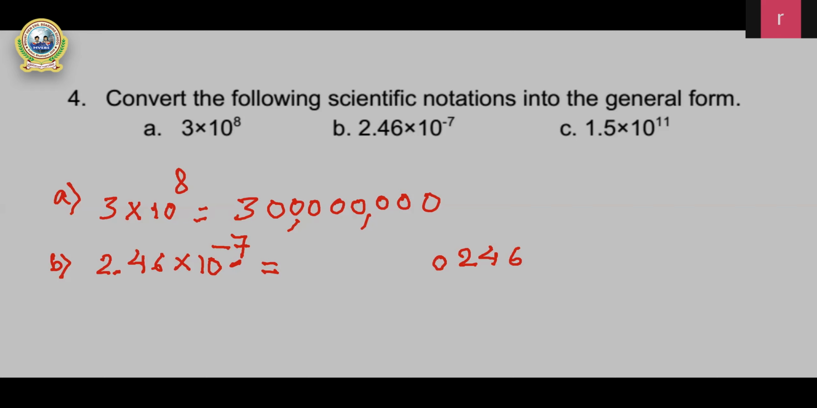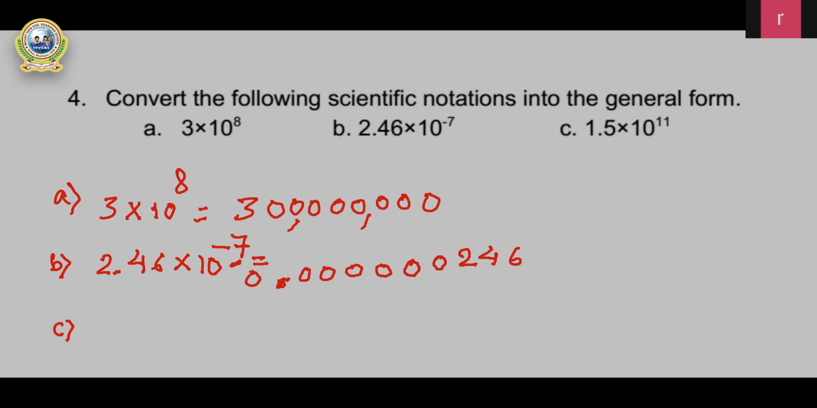Here it is minus 7, and now minus 6. Like this, how many do we have? Yes, 2, 3, 4, 5, 6, and the point, and 0, like this. So 2.46 into 10 to the power minus 7 means it is 0.000000246. Clear?